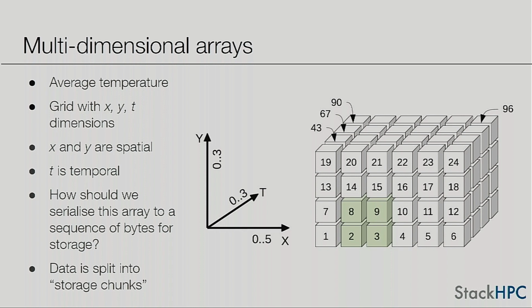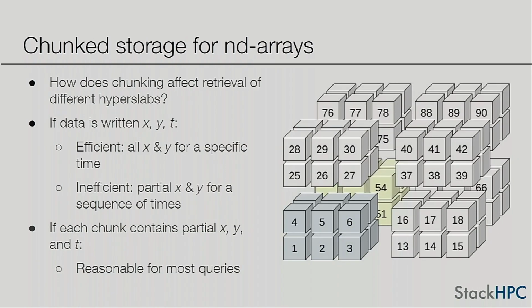Well, how that's typically done is to split it into storage chunks. So take a subset of the data, store it on the disk, and then take another storage chunk and store that. The question then becomes, how do you split this array into those chunks? How do you chunk it? If you look at the numbering pattern here, we're increasing along the x-axis, and then the y, and then t. And that's probably the simplest way you might chunk it.